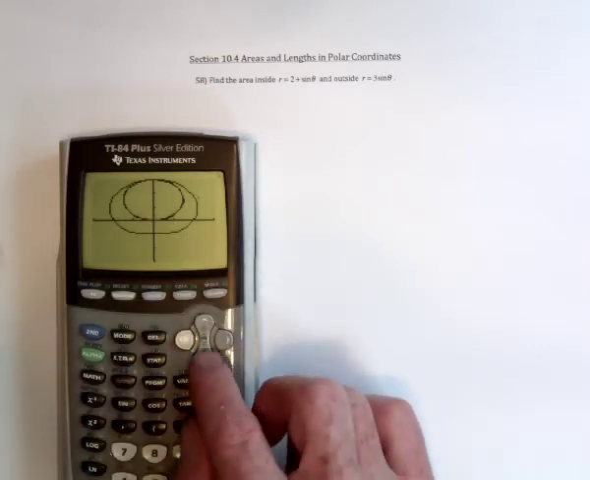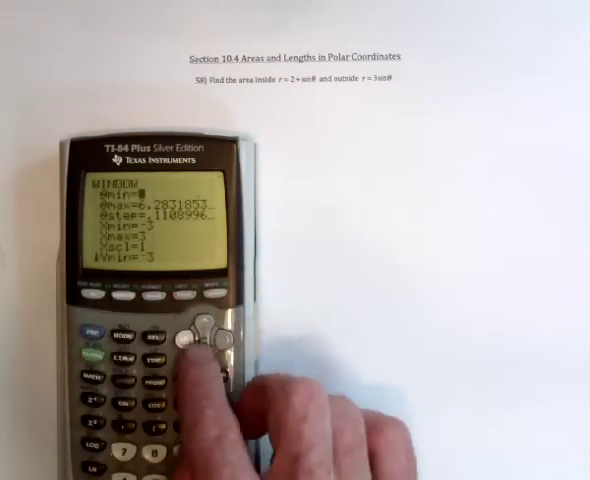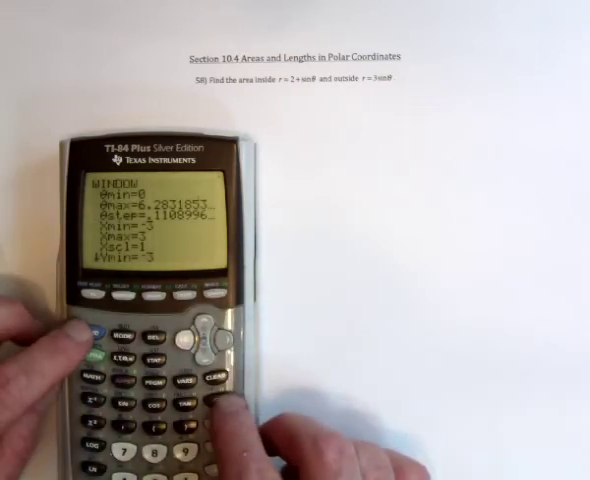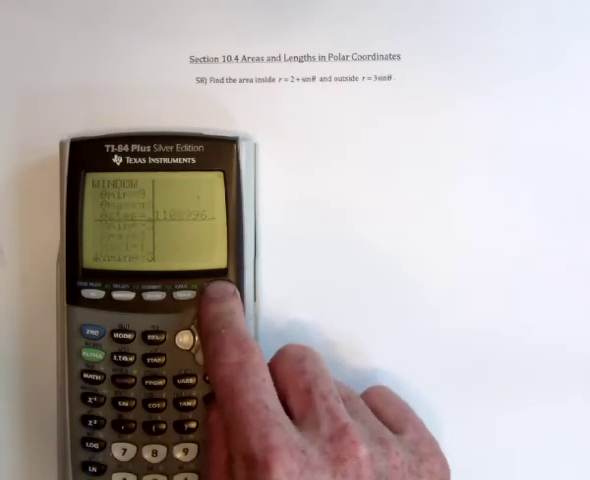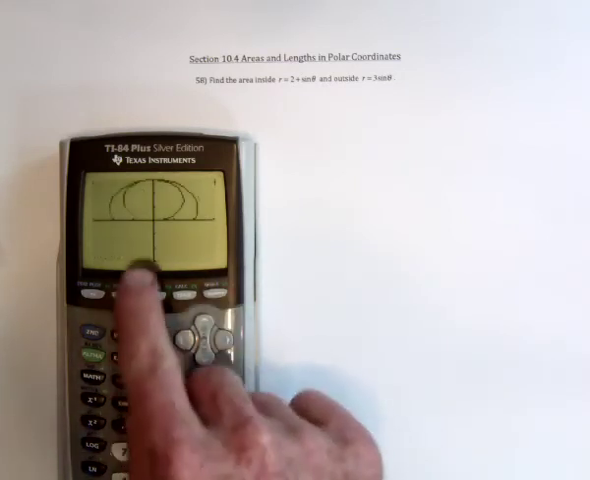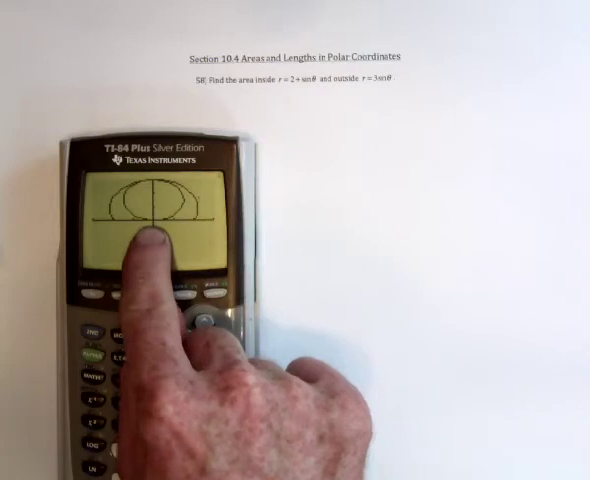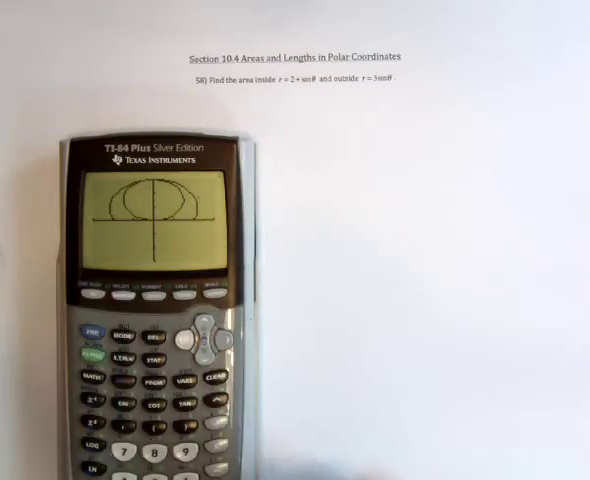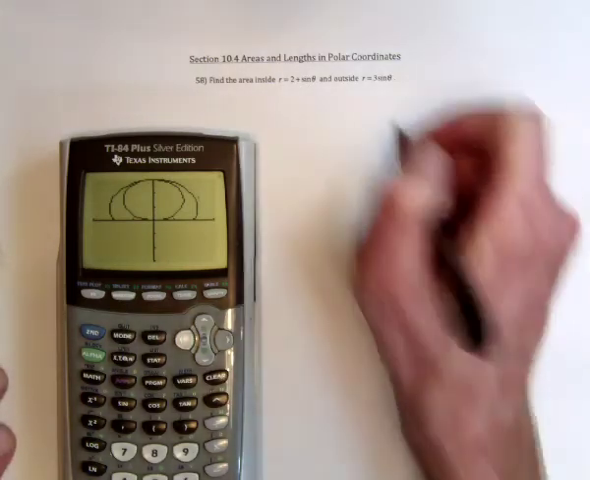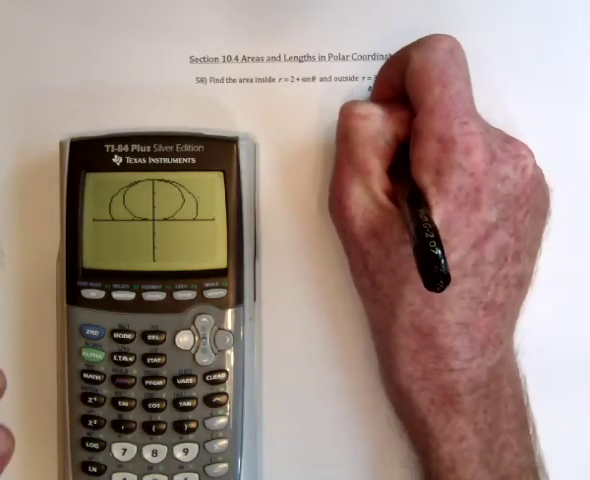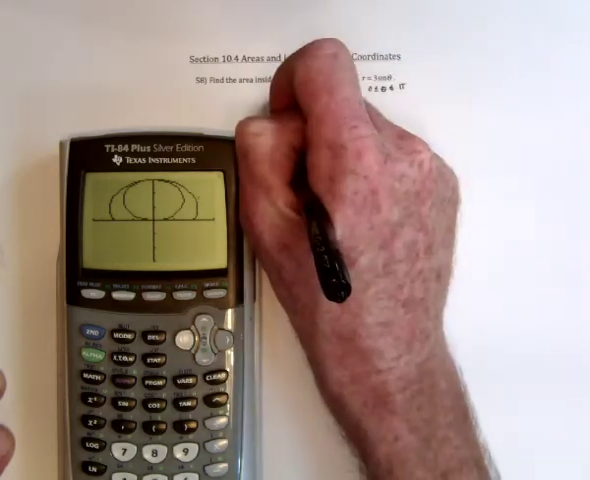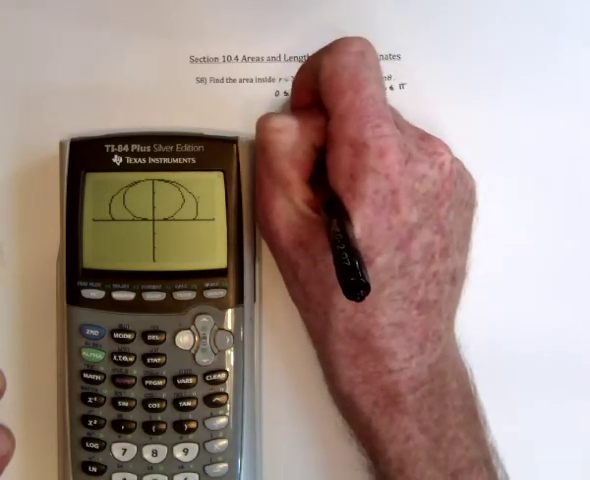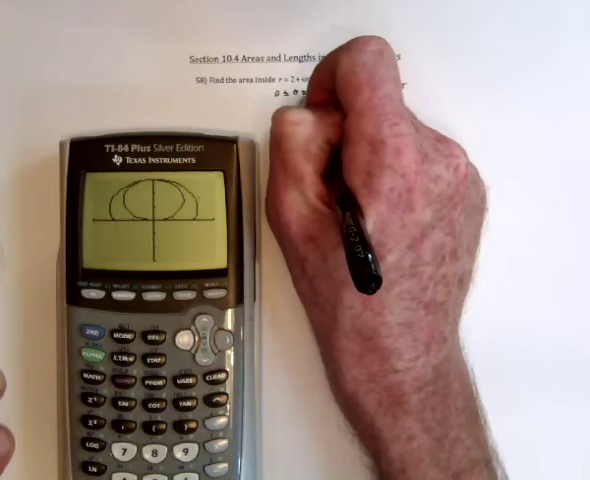So as a guess, I'm thinking maybe 0 to pi. And notice it stopped as soon as it was done with pi. So for the little one, we need to use 0 to pi, and for this one we need to use theta from 0 to 2 pi.